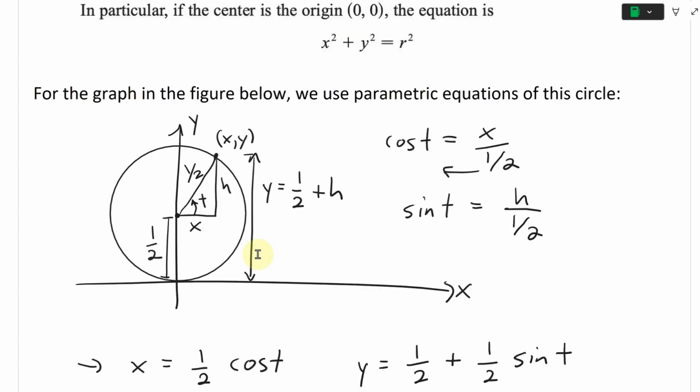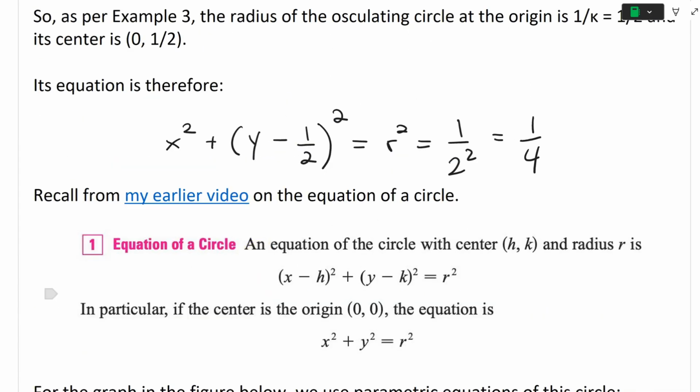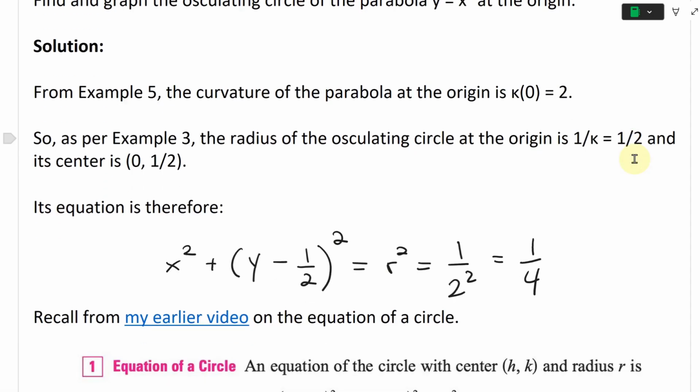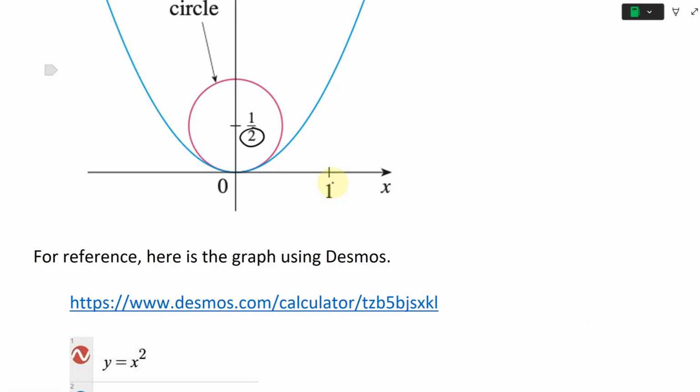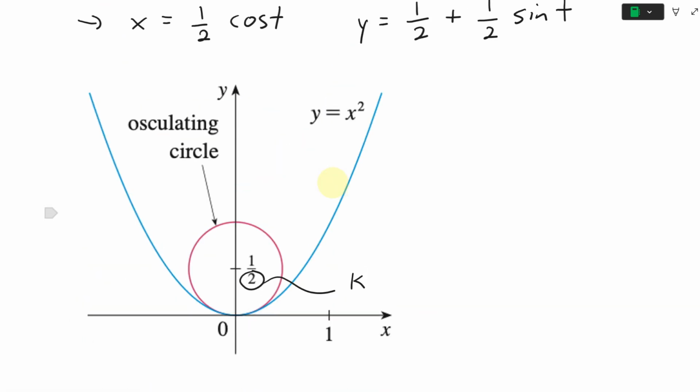The radius is going to be 1 divided by the curvature. So the curvature is 2, and the radius is 1 divided by the curvature. So that's pretty fascinating.